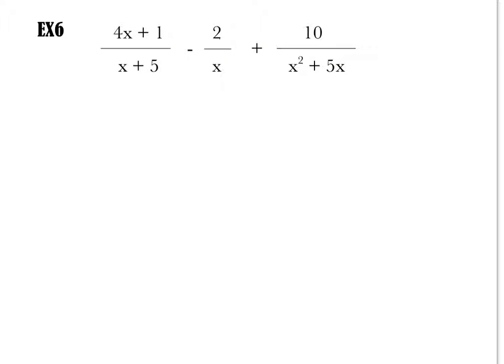Same process. Still going to find a common denominator for all 3, and I'm going to make each of those have that common denominator. So go ahead and pause the video and see if you can find that common denominator or if you can solve it out, and I'll explain it in a minute.